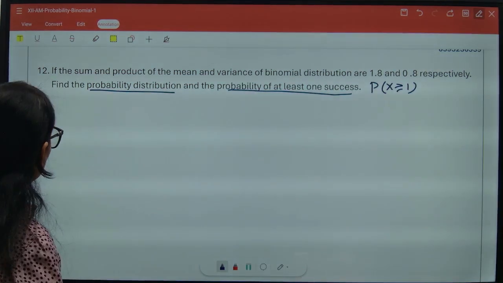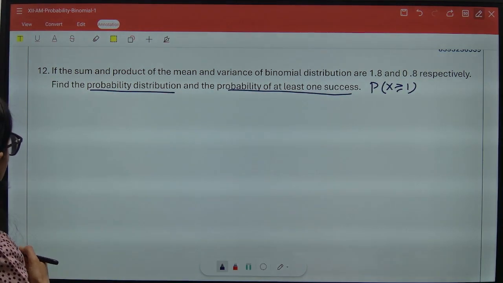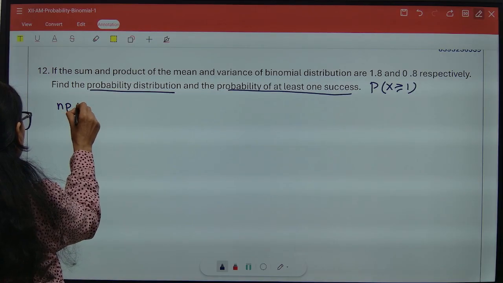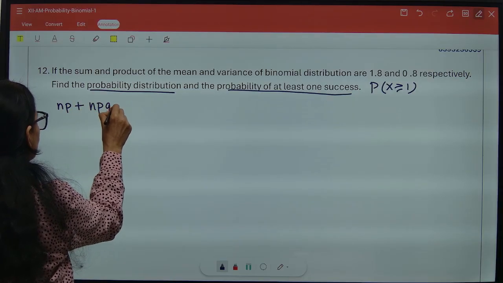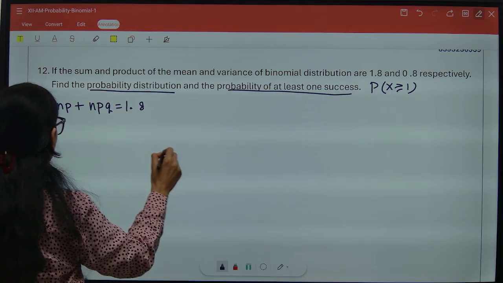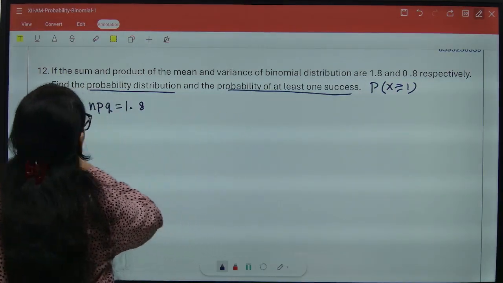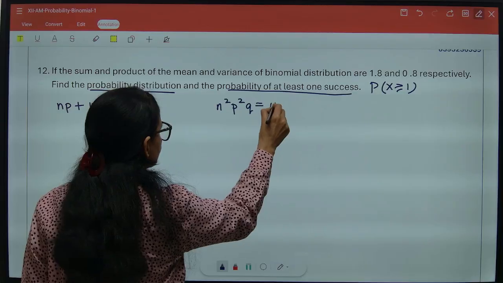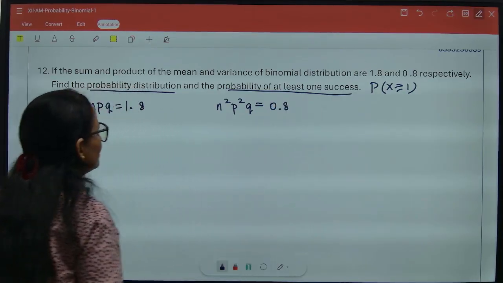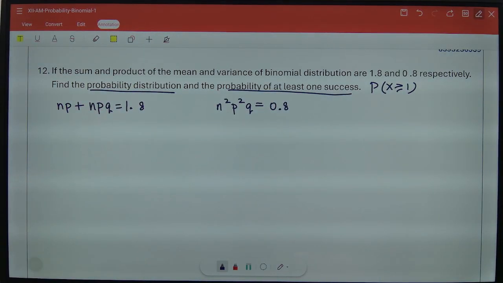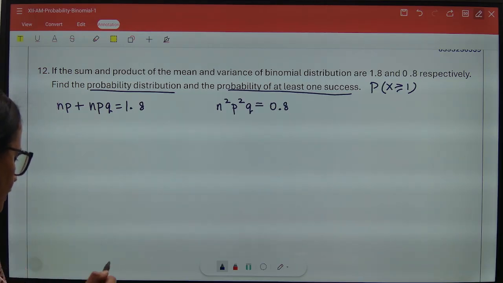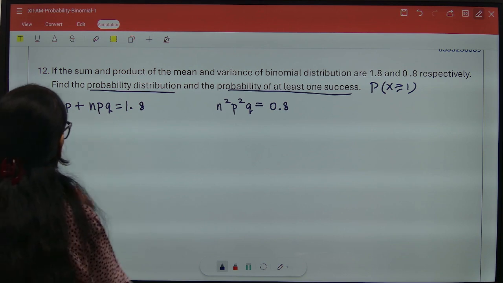So this is what we need to find, and what is given to us is the sum and product of mean and variance. So the first thing given to you is np plus npq is equal to 1.8, and the other thing is the product. So that means n square p square q is 0.8. So first let's try to solve these two equations, find the values of n, p and q, and once we have all the three values we can use them to find the probability of x being greater than or equal to 1. Right? So let's try to solve these two equations.